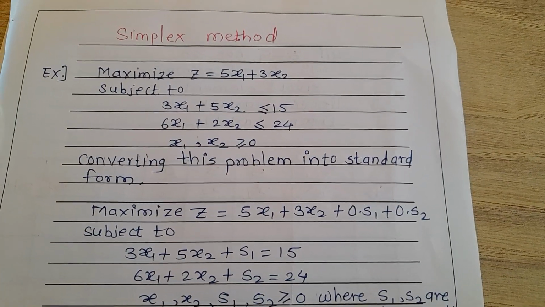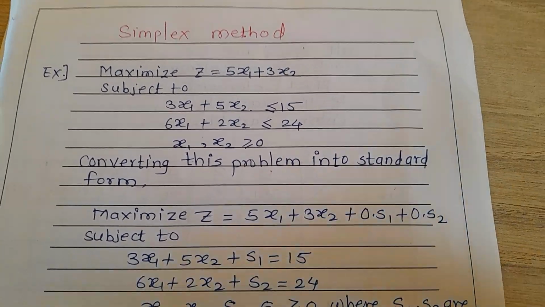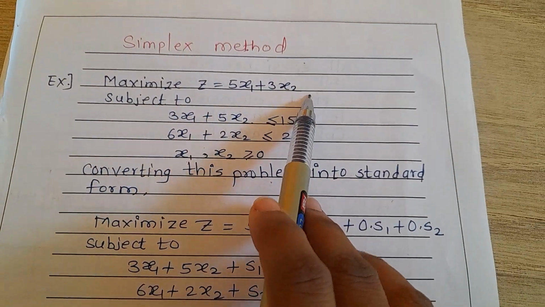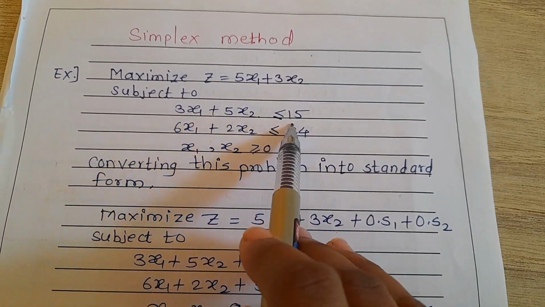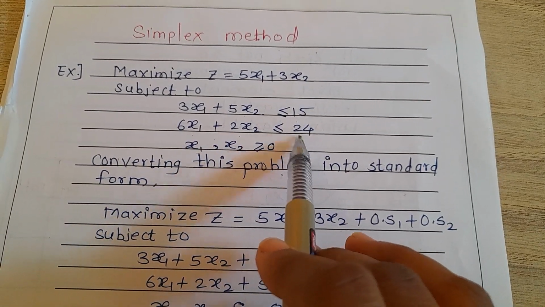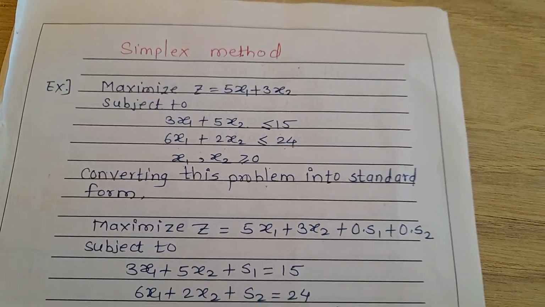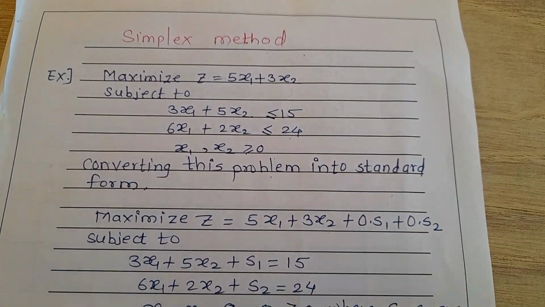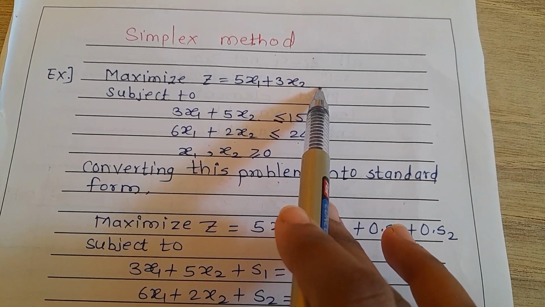Suppose there is an LPP, that is a linear programming problem. Maximize z equals 5x1 plus 3x2 subject to constraints 3x1 plus 5x2 less than or equal to 15, 6x1 plus 2x2 less than or equal to 24, x1, x2 greater than or equal to 0. What is meant by this problem, or this linear programming? This maximize z is an objective function.